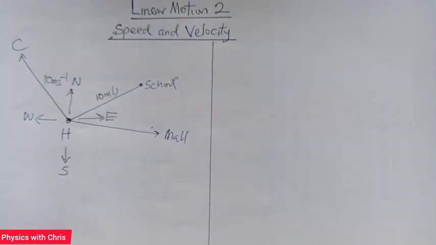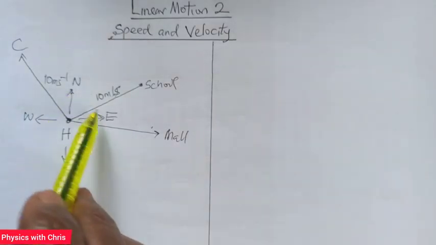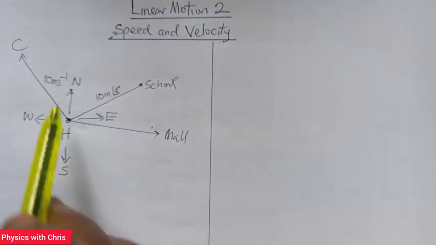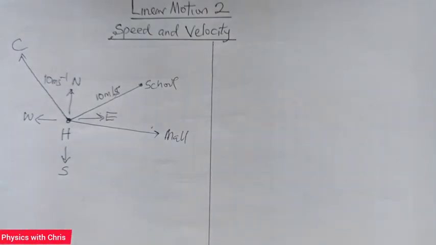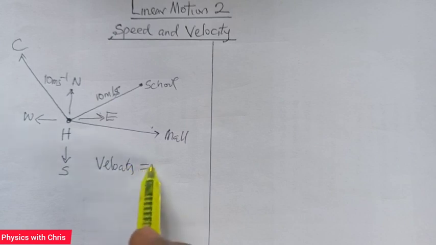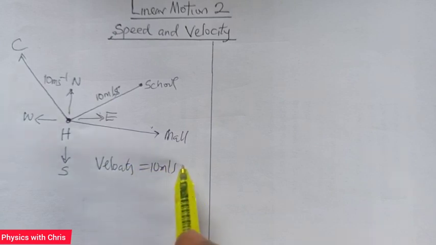So if you must get to school from your house, you must ride in the direction northeast. If you decide to ride northwest, then you find yourself in the church. So it doesn't matter only the speed; the direction also matters. Which means from here to the school, that's your velocity. I can say you moved at a velocity of 10 meters per second due north of east, or east of north rather.